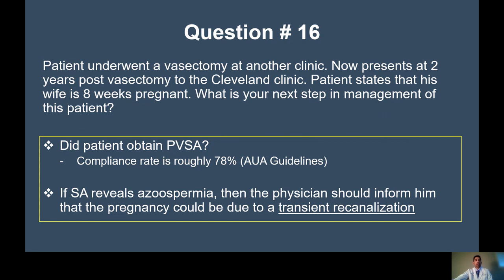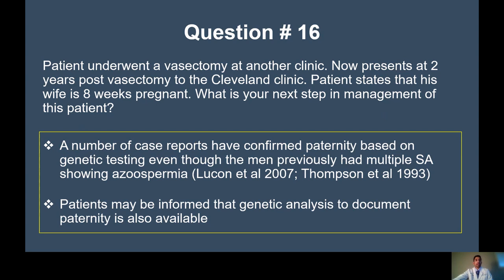Now in this patient, we don't know if he had a negative semen analysis post-vasectomy, but let's say he did. If the semen analysis reveals azoospermia, then the physician should inform him that the pregnancy could be due to transient recanalization. So if we repeat the semen analysis and once again it shows azoospermia, however, they are certain his wife is pregnant, then there is a possibility of transient recanalization, which I discussed in the previous clinical question.